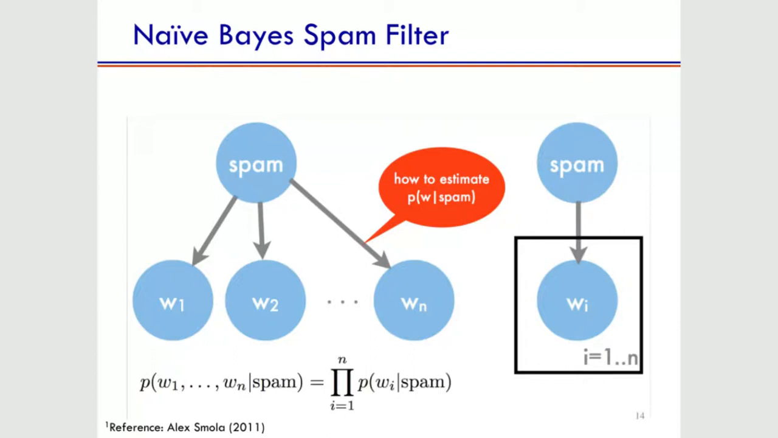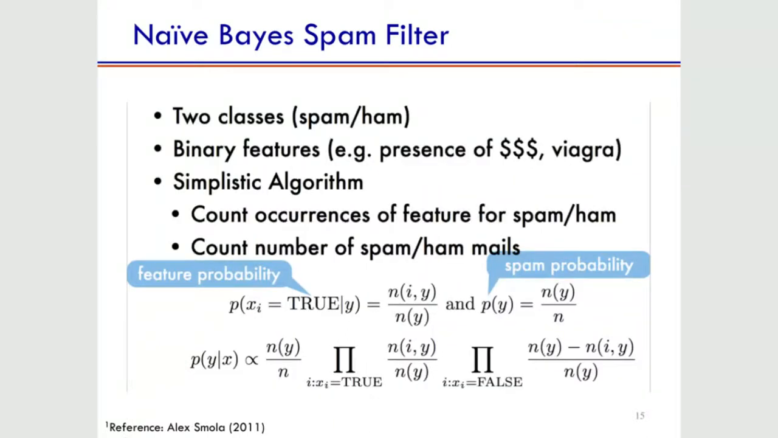This succinct notation is called plate notation, where multiple copies of random variables that are very similar to each other are put in a box, w_i, with i equal to 1 to n. This is just a convention in this field. We'll talk about graphical models and plate notation several lectures from now. And for estimating the probability of a feature being present given the label, just count the number of times the feature was present for that label, divided by the number of instances of that label.